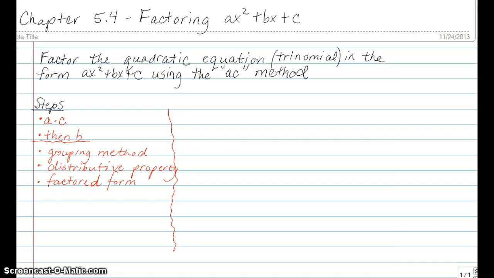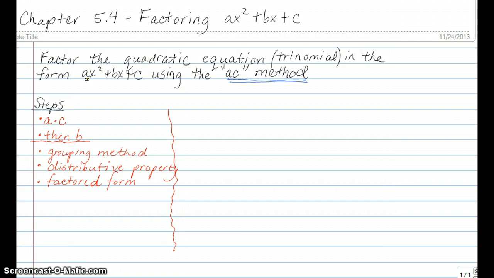the AC method. Now, you're not going to really be familiar with the AC method because your textbook does not address that method. However, it is a way to quickly, maybe not quickly, but efficiently figure out the factoring for these more complex trinomials, quadratics, that have an a that is something other than 1.